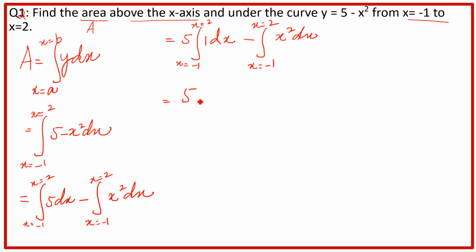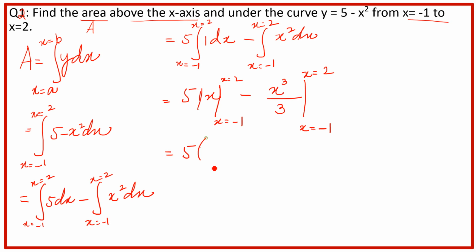See, the integration of 1 is x, with the limit x equals minus 1 to 2, minus, here we will use the power rule. The power rule is add 1 to the power and divide by the new power. So it will be x cubed divided by 3, with limit minus 1 to 2. Now we will put the limit. Instead of x, we write 2, and minus 1: minus is there for the formula, and we have 1 minus the lower limit, so minus minus will be plus. Then 2 cube, and again minus 1, so it will be positive.